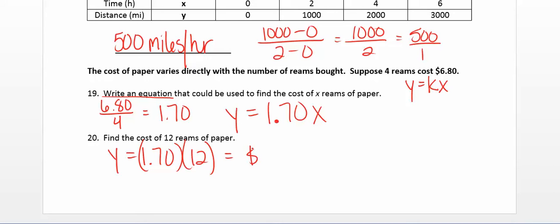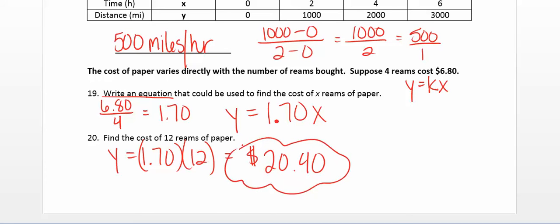1.7 times 12 is $20.40. So it costs $20.40 for 12 reams. I know that a lot of you could probably solve this type of problem without writing the equation, but because it's specifically asked, we want to make sure we understand what this equation with the constant of variation looks like.